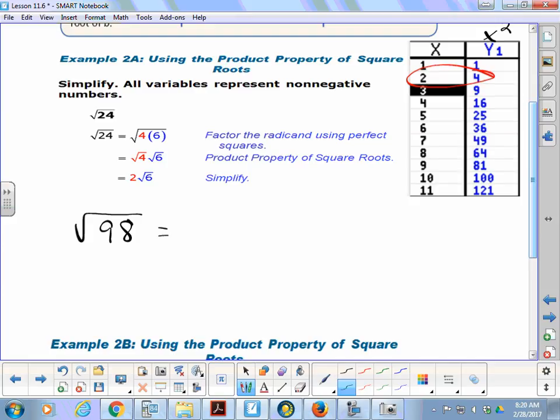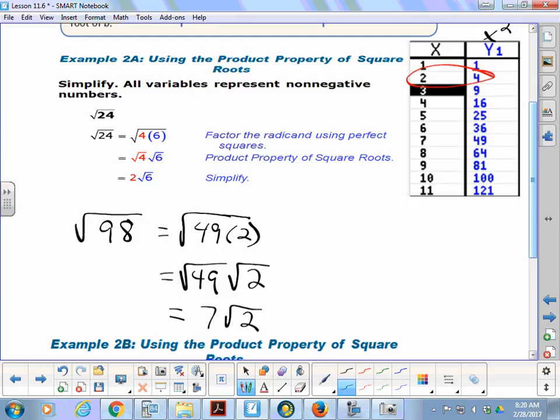So I can rewrite this as the square root of 49 times 2. Now I'm always going to write it so that the square goes first, the number that's squared. Okay. So then I can use the product property, and rewrite it as the square root of 49 times the square root of 2. And we know that the square root of 49 is 7, so this is 7 times the square root of 2. All right, and so we're looking for the largest square that goes in it.